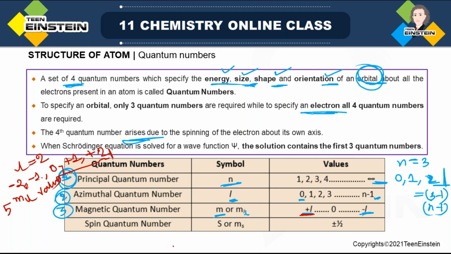Now the fourth one, the spin quantum number, denoted as ms or capital S. It can have two values only, and it does not depend on n, l or m. It can have either plus half or minus half, not more than that. So this is, in a nutshell, all the information related to these 4 quantum numbers, but one by one we'll go into the details of each.